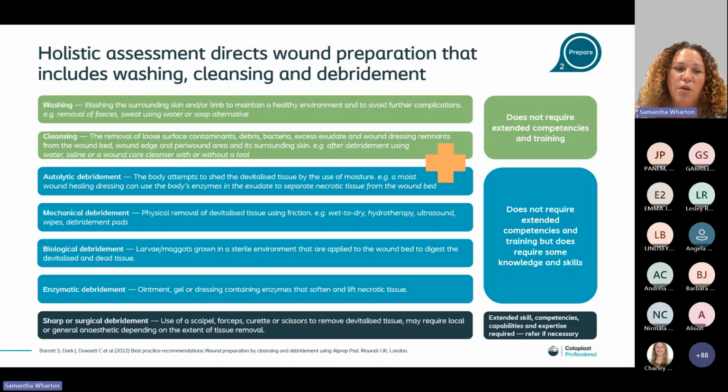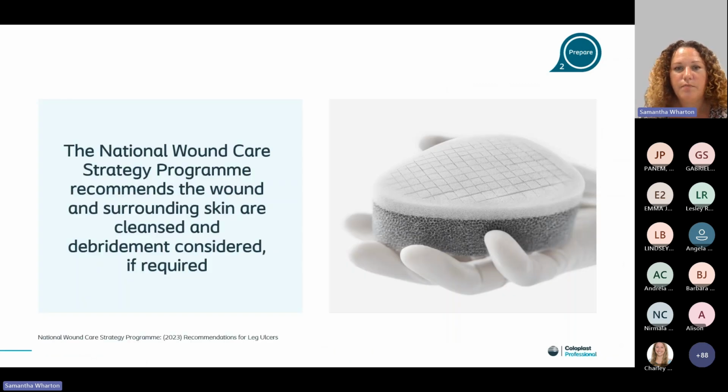There's biological debridement, so that's using larvae and maggots. Enzymatic, so that's ointment, gel and dressings. And then there's also sharp and surgical debridement. But again, for this, you need extended skills, competencies, capabilities, and expertise. So if you need a wound to be surgically debrided, you would have to refer onto another specialty unless you've got those skills yourself.